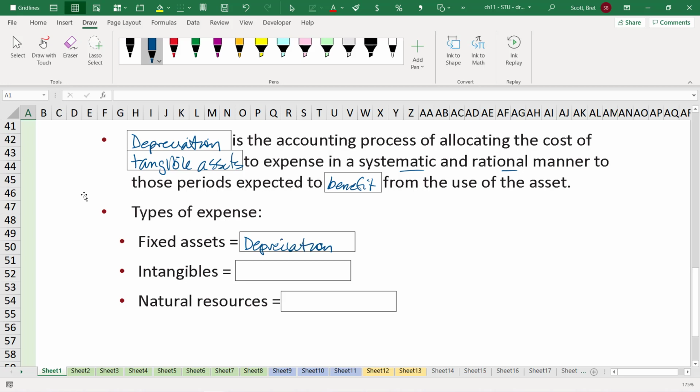Types of expense, and this is just for clarification: when I'm talking about depreciation, I'm talking about the wear and tear or the use of fixed assets or tangible assets. Intangible assets like patents or some type of legal protection, those things are amortized. Natural resources such as an oil reserve, those types of assets are depleted. As we go through each of these learning objectives, you'll see me use these terms over and over again, but I'll make sure that I'm using the words depreciation, amortization, and depletion very specifically.